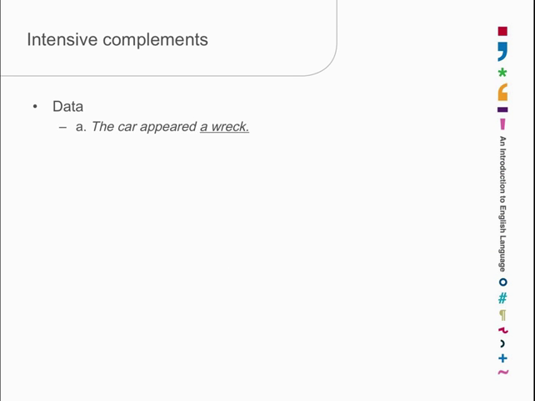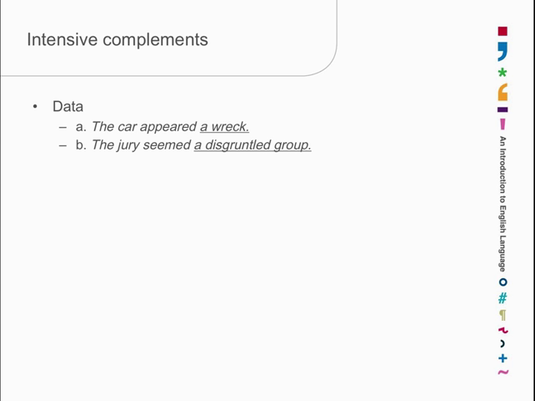If we took a simple-minded approach to the business of identifying units inside the predicate, we'd say, well, this is easy. A wreck is a direct object. The car appeared a wreck. Appeared what? A direct object. Well, it's not the same as the car hit a wreck, where the car and the wreck are different things. Here, the wreck is, in fact, the car. There isn't some new thing. It's the same thing. The jury seemed a disgruntled group.